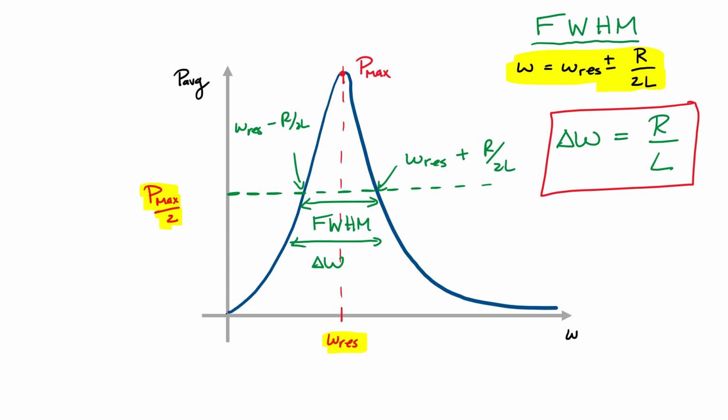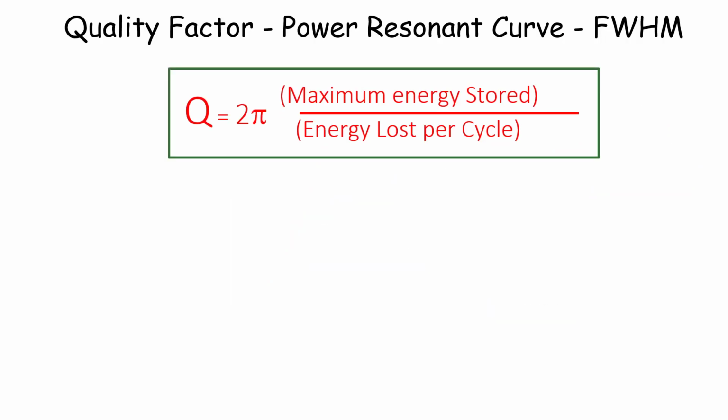All right, so now we're in a position where we can define something called the Q factor, or the quality factor for a resonant harmonic oscillator. It's a number that's often used to describe power resonant curves. And this is the definition. It's 2 pi multiplied by the maximum energy stored in a harmonic oscillator divided by how much energy is lost per cycle of a harmonic oscillator.